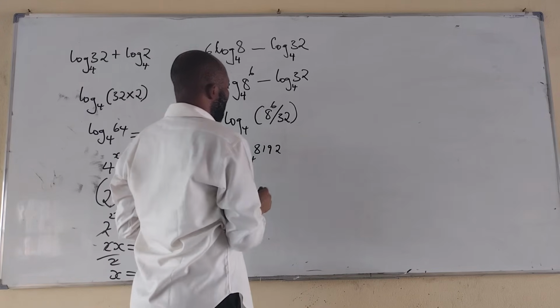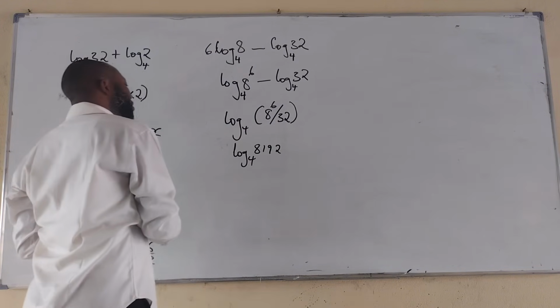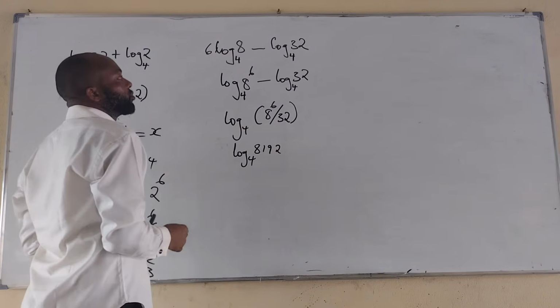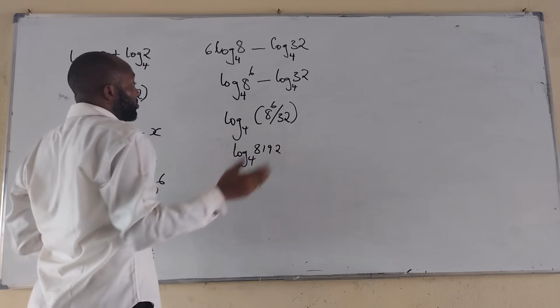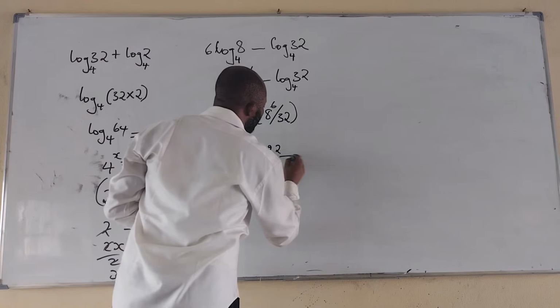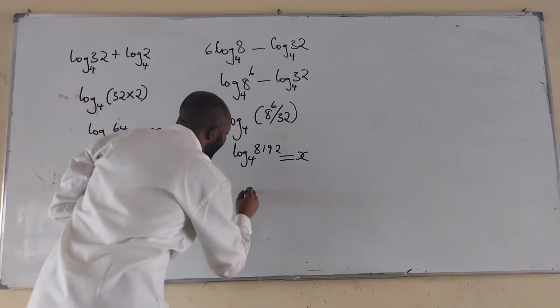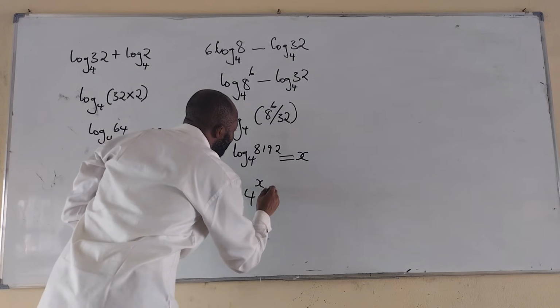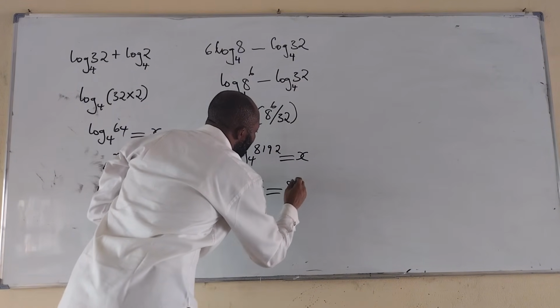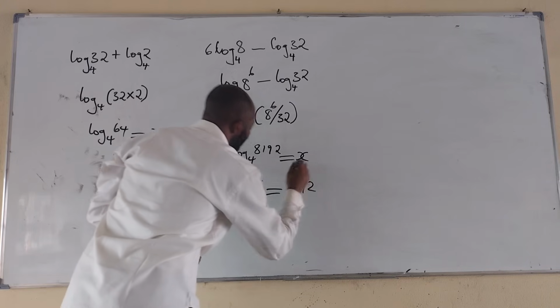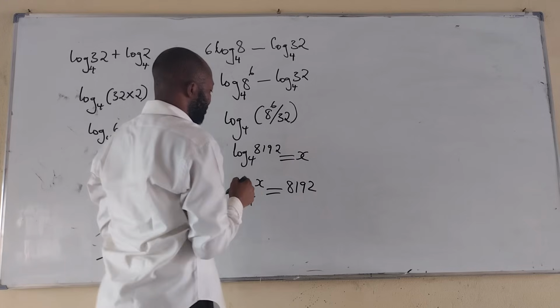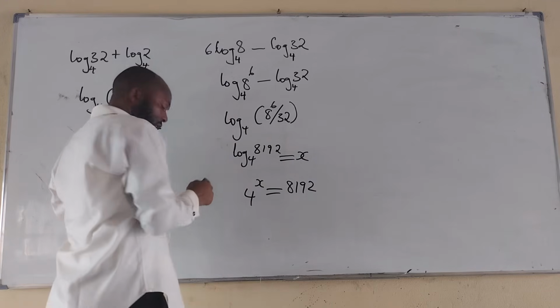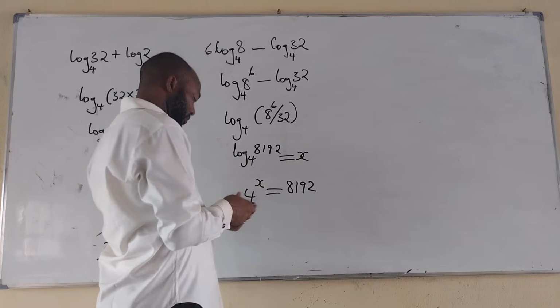8192. Now, how many times can 4 be raised to give us 8192? That's big. I don't know. So this is equal to x. So I have 4 raised to the power x is equal to 8192.